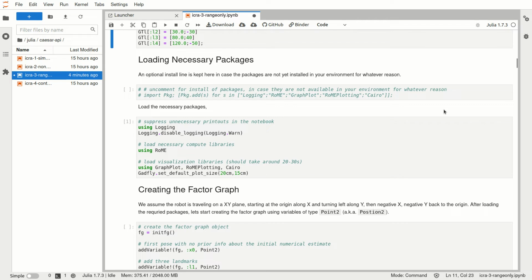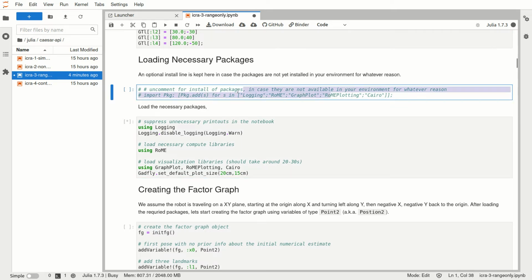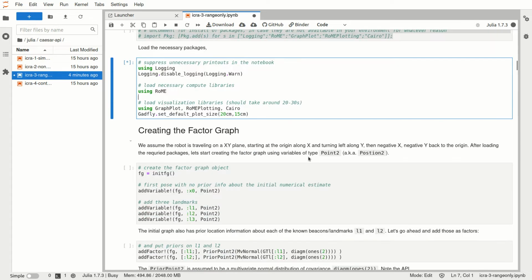Let's load the libraries. We're going to suppress some printing. Rome is the library we'll use, which is under the umbrella of the Caesar packages, supported by NavAbility, and then some visualization. Just a note that if your environment doesn't yet have the libraries, you can use this to install inside. Once you've got Julia installed, you can use that. All right, so we're just waiting for this to run, as I said the first time.